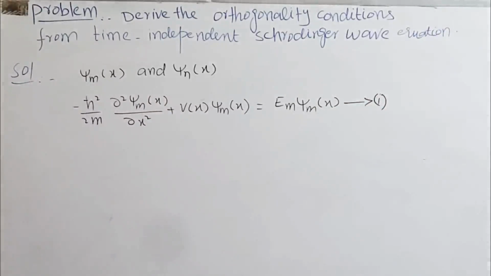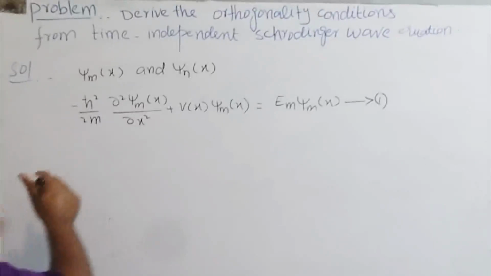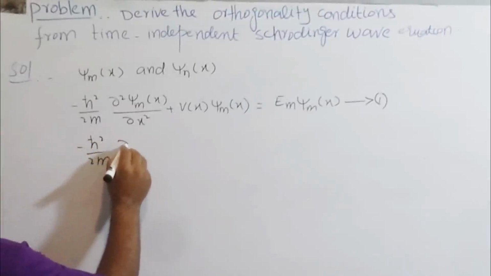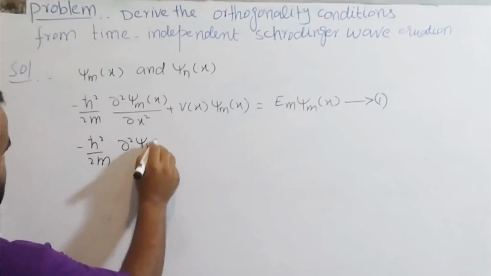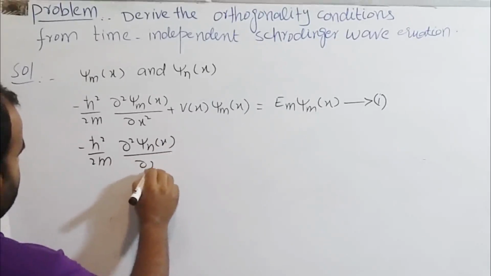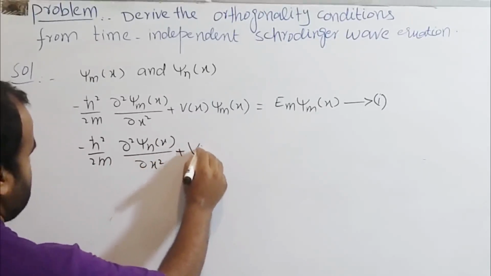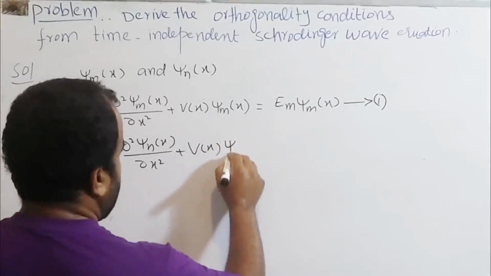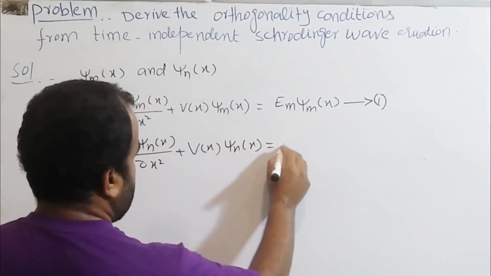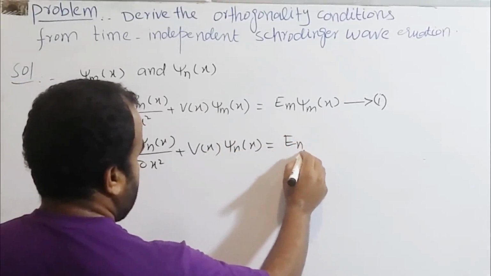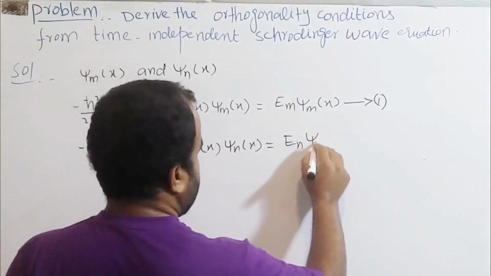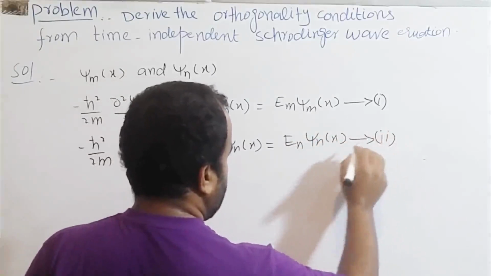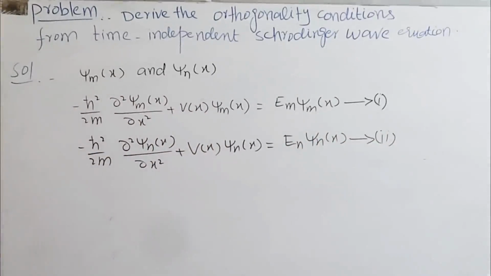And for psi n it will be minus h cut square divided by 2m, second partial derivative of psi n of x with respect to x, plus V of x into psi n of x, is equal to E n psi n of x, and this is equation 2.